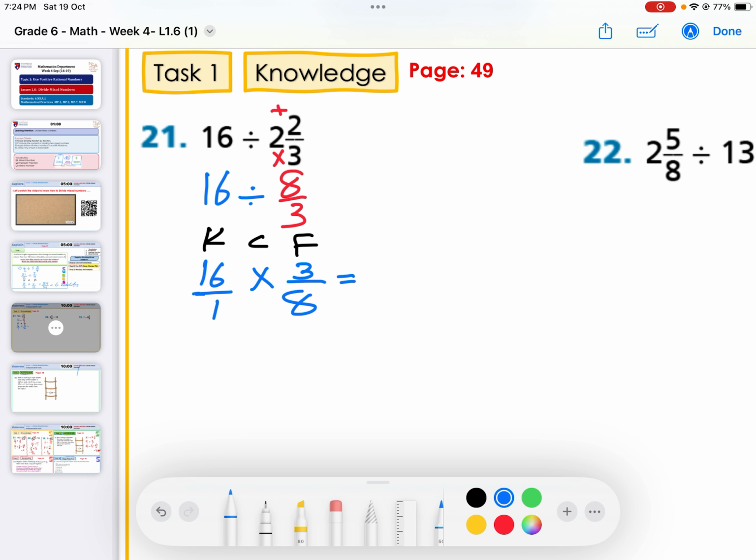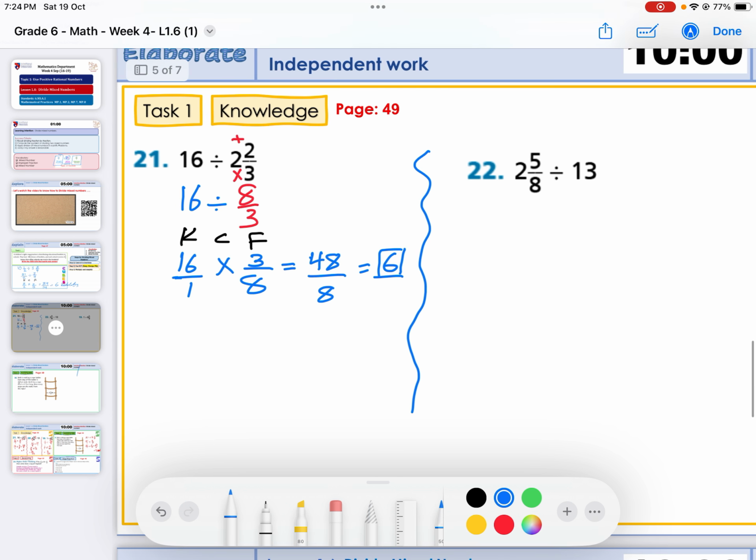So 16 multiplied by 3, you can multiply it on the side. The answer will be 48. 1 times 8, the answer will be 8. And now let's simplify this. We all know 48 is a multiple of 8. 8 times what will give us 48? The answer will be 6. Okay, guys? So that's it for the first question. Okay, let's move on now to the next one.